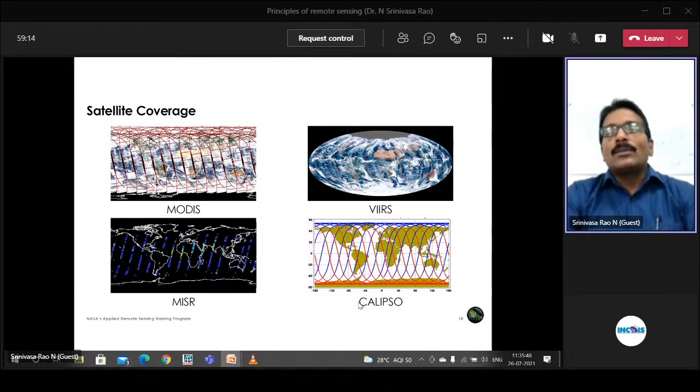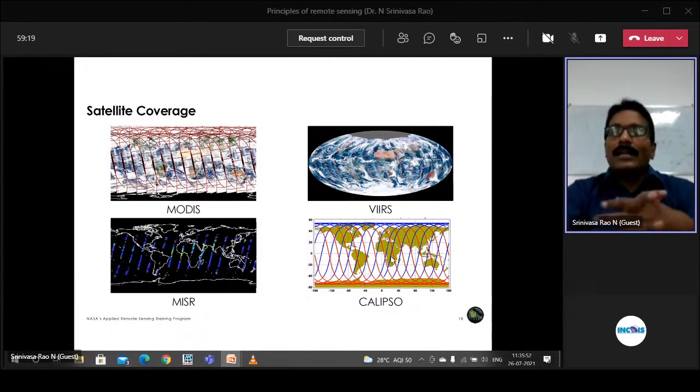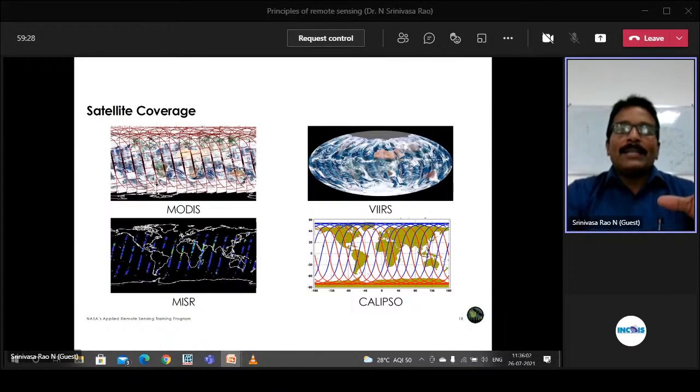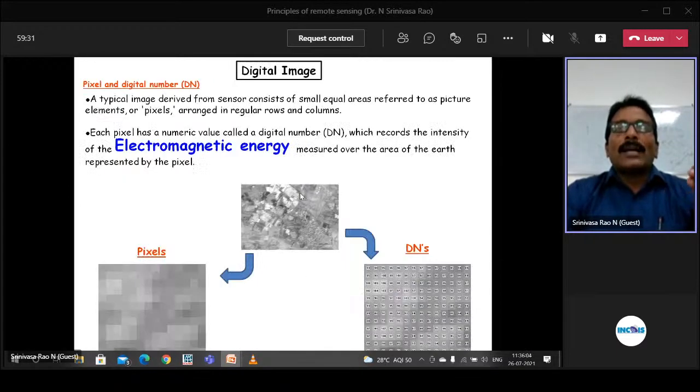Now the CALIPSO, another satellite. These are the paths. These are the narrow swaths, the different swaths. Now, along the swath, whatever we are getting is an image, and we call it a digital image. Why do we call it a digital image? Any image you take, we call it an image or picture. A picture means it's a combination of an array of pixels. If you zoom into this particular area, you can see the pixel level.